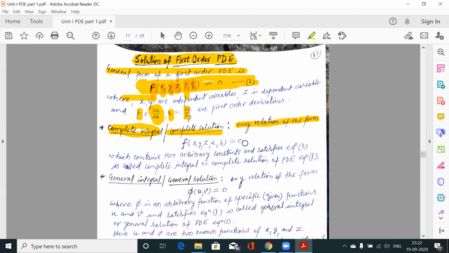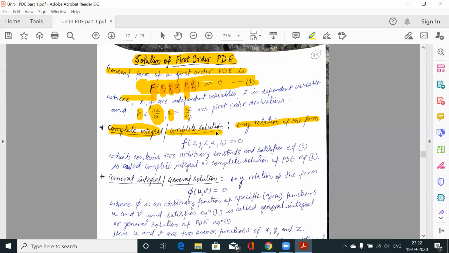So of course this equation must satisfy the given PDE, the given equation 1. So this is our first order PDE, and this is our solution. Again, what is a solution? The solution of any differential equation is the relation between dependent variable and independent variables which satisfies the given differential equation. So that is the solution.